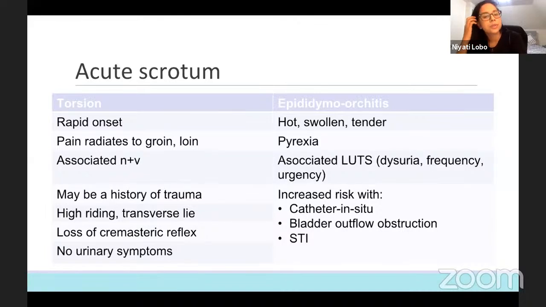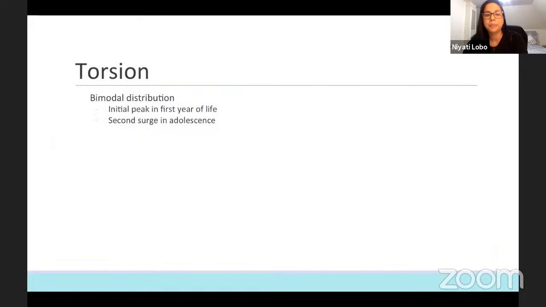These are some features in the history that might help differentiate between the two, but what is really going to help you as well is the age of the patient. There is a bimodal distribution. You get an initial peak in torsions in the first year of life, and then a second surge in adolescence. So if I get a phone call about a 50-year-old man with suspected torsion, I know it's not a torsion. I know for a fact it's not a torsion.